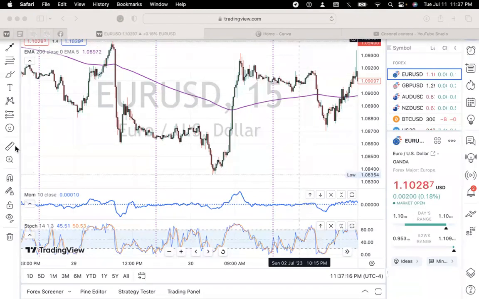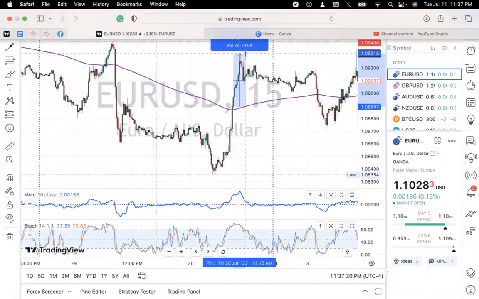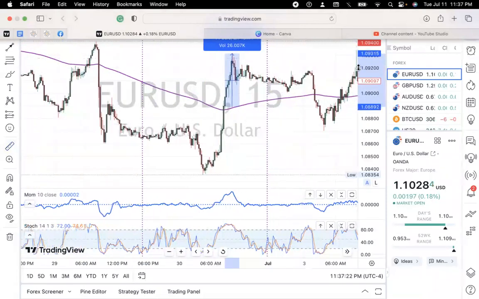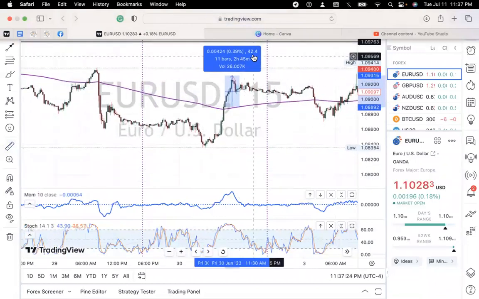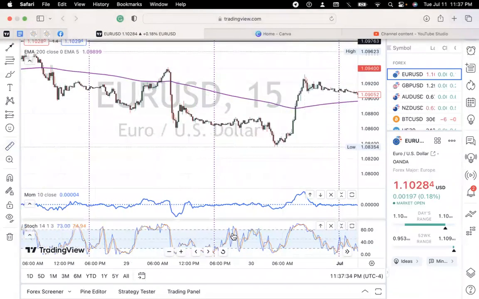letting us know that it's okay to take this trade for a buy. And as we can see, if we would have gotten on this trade and took it up, that would have been 42 pips in about 2 hours and 45 minutes, which isn't bad. I typically set 40 pip TPs. So the trade would have hit TP in about 3 hours, which is lovely.